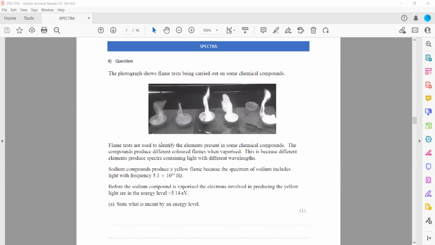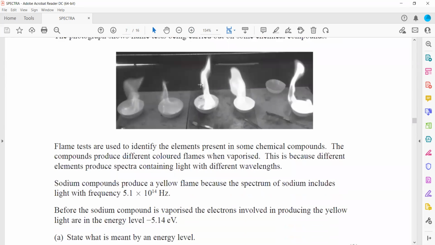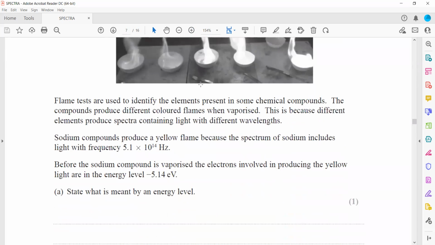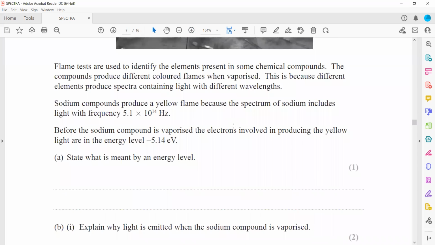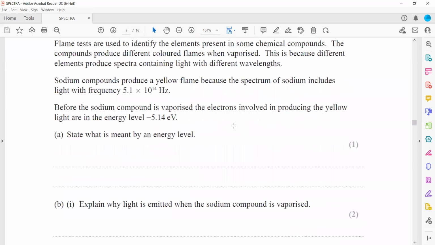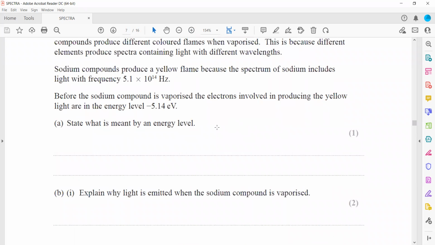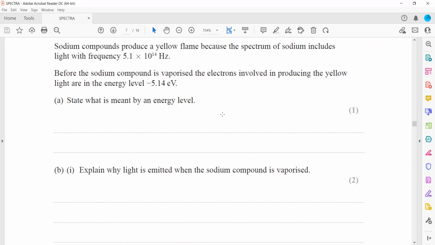The photograph shows a flame test carried out on some chemical compounds. The flame tests are used to identify the presence of an element in some chemical. Sodium compounds produce a yellow flame because the spectrum of sodium includes a light of frequency 5.1. Before the sodium compound is vaporized, the electrons involved in producing the yellow light are in the energy level minus 5.14 electron volt. So what is meant by the energy level?